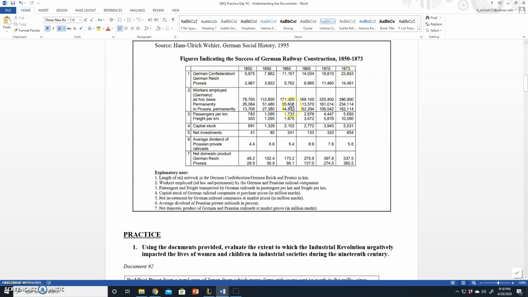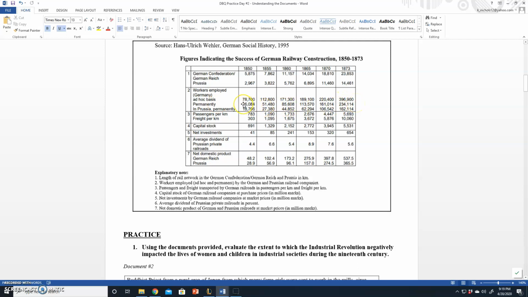That's number one. The document is also showing us workers employed. And there's three types of workers: an ad hoc worker, which is just a temporary worker whenever they're needed. They could be a seasonal type of worker, a farmhand, whatever, but that's what ad hoc means, just whenever they're necessary. Then you've got permanent workers, and then you've got in Prussia, which is the heartland of Germany, permanent workers in the heartland of Germany. And what do you see here? You see, because they're putting down railroads, Germans are getting more jobs. And they're getting permanent jobs.